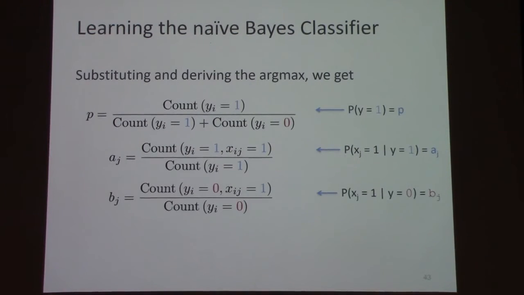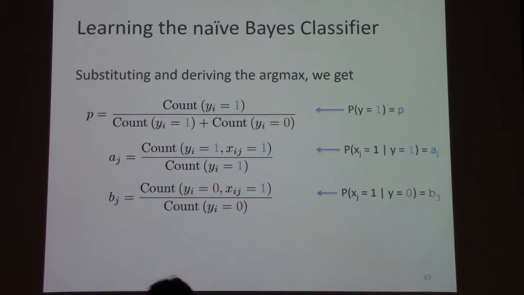And similarly, Bj is also what you expect. It's the count of the number of times the label is 0 and the feature value is 1, divided by the number of times the label is 0. This is all there is to learning the naive Bayes classifier. All that derivation leads to this. If you have to write the learning algorithm, it's literally just this.